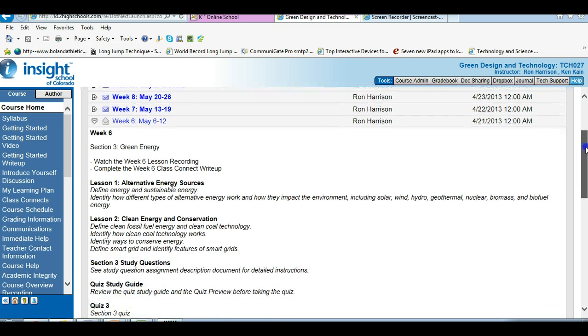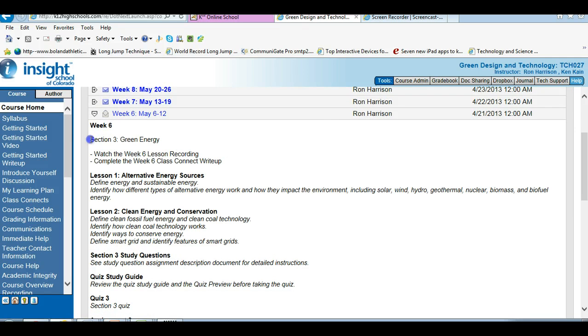And for week 6, we're getting into section 3, which is all about green energy. And I'm sure you've heard a lot about green energy, alternative fuels, and things like that. Well, that's what you'll learn in this unit. And first, of course, you're going to do the lesson 6 recording. You're watching that now. And the week 6 Class Connect write-up.